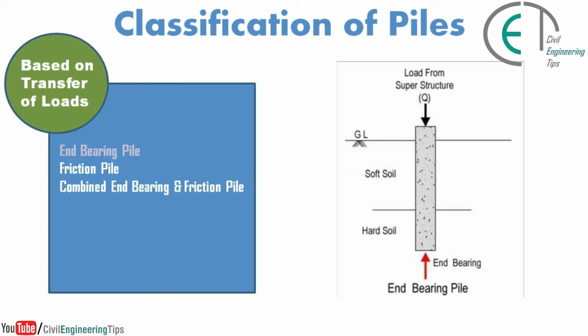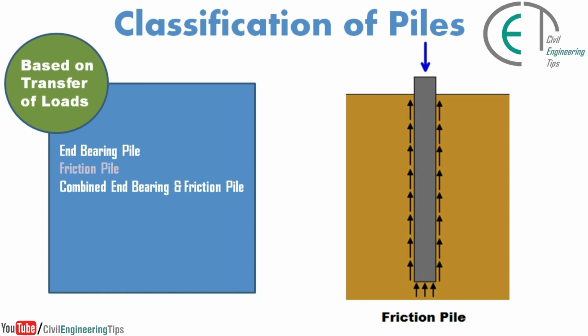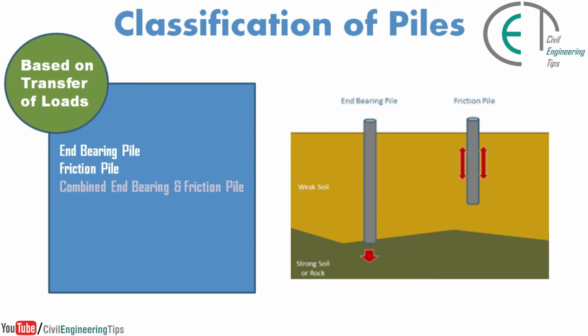If we classify piles based on transfer of loads, then we get three types of pile: end-bearing pile, friction pile, and combined end-bearing and friction pile. Sometimes we need to use end-bearing pile and friction pile combined.